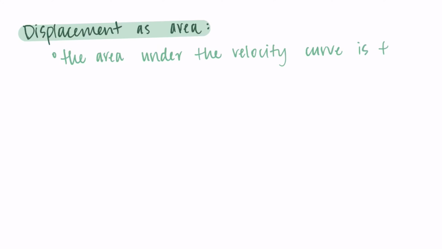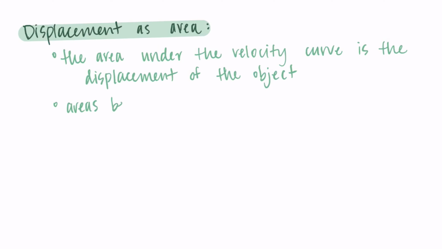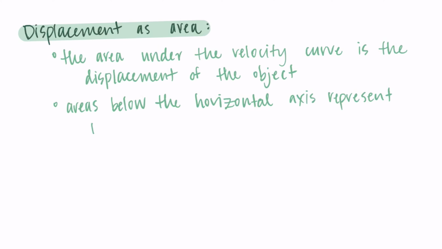So for some reminders, we use the area under the velocity curve as the displacement of an object. So that area helps us find the total displacement. Then the areas below the horizontal axis represent negative displacement. This means the object is going backward, so to speak, if it's below that horizontal axis, whereas it's moving forward above the horizontal axis. This is just how we choose the graph to work.